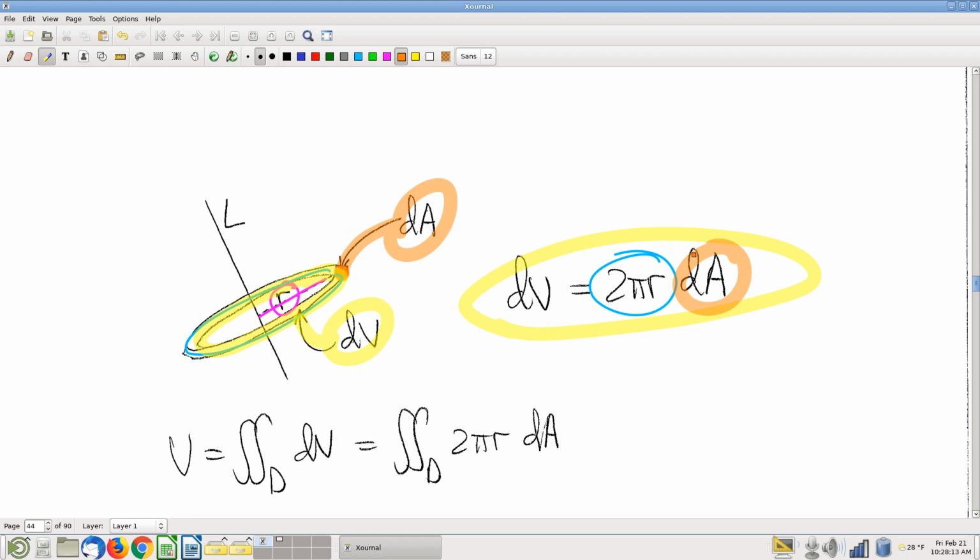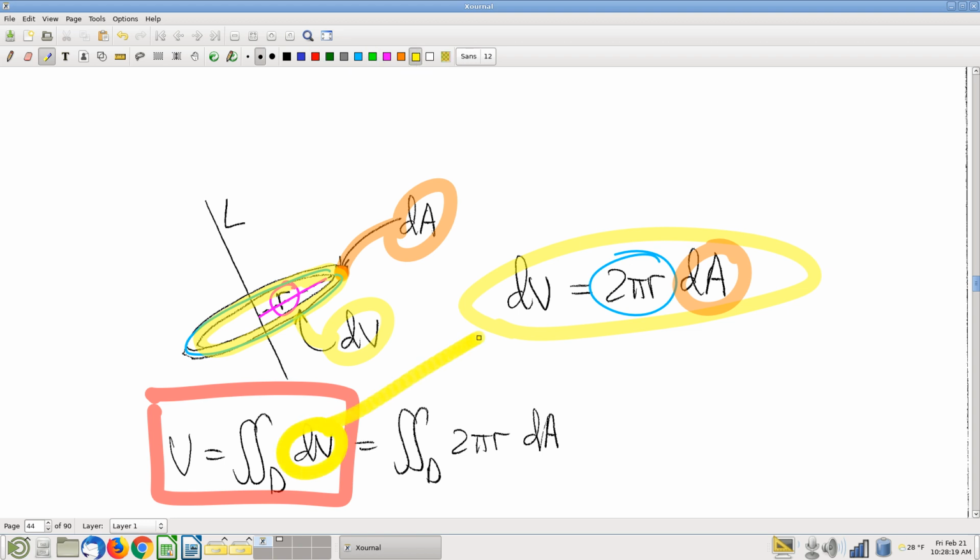And then, as we observed before, the total volume is the sum of the little pieces of volume. These little pieces of volume we just wrote down, 2 pi r dA, and there you go.